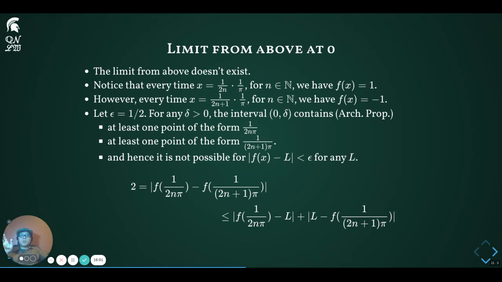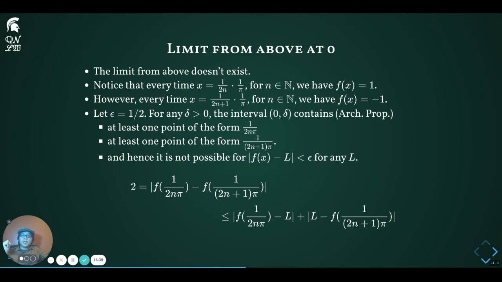Okay, so we're going to start by picking an epsilon. I will choose epsilon to be 1/2. There are many different ones that work, but this one is as good as many. For any delta positive, the interval 0 to delta contains, via the Archimedean property, at least one point that looks like 1 over an even multiple of pi, and at least one point that looks like 1 over an odd multiple of pi. We will conclude that it is not possible for f of x to be within epsilon of any number L on the entire interval from 0 to delta.